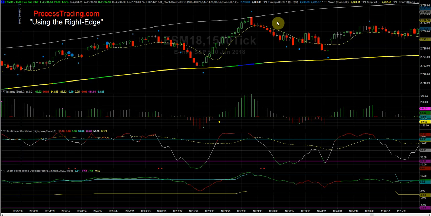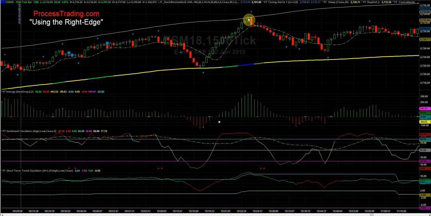The next thing is that you must have a timing alert dot. So we have the timing alert dot. Next in order is that the high of this bar, and because we're going to the downside, must be lower than the high of the previous bar.